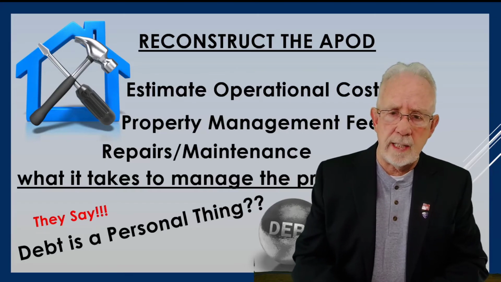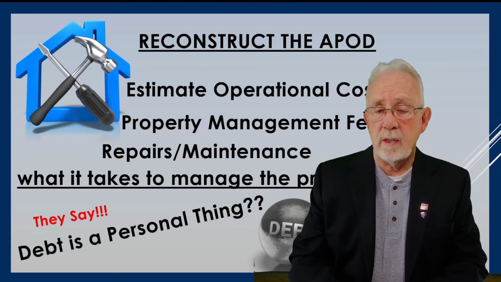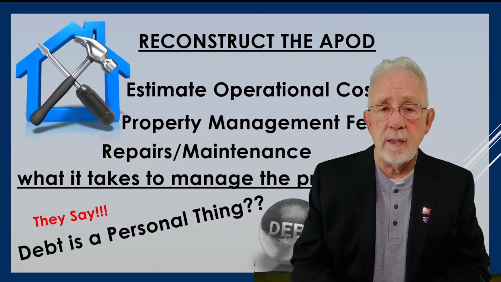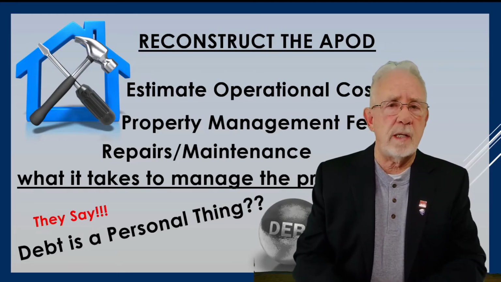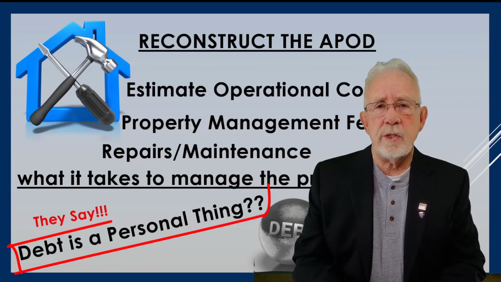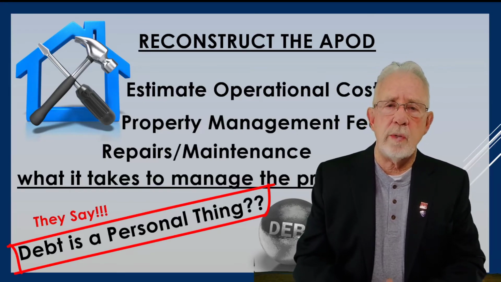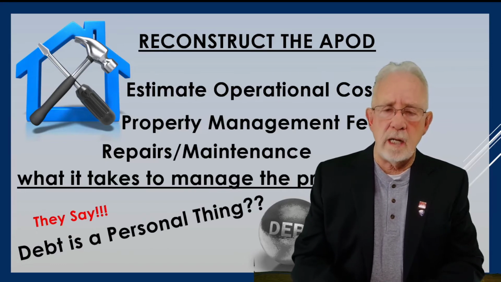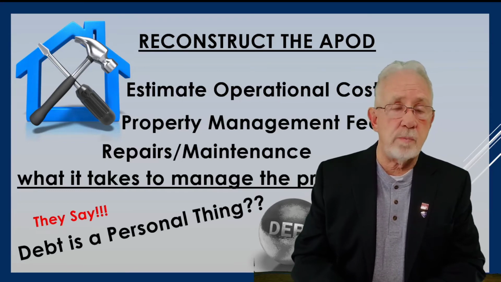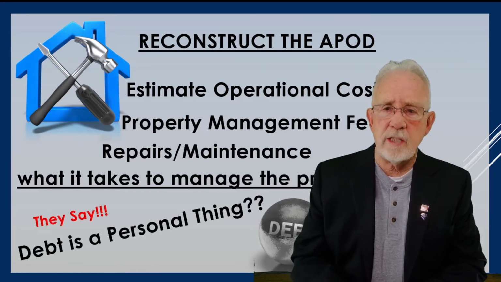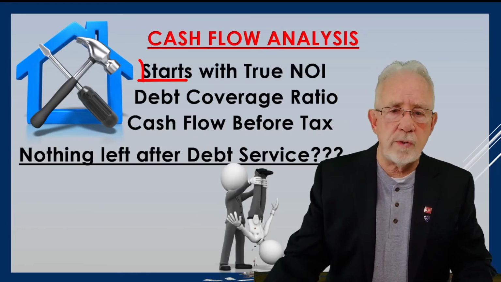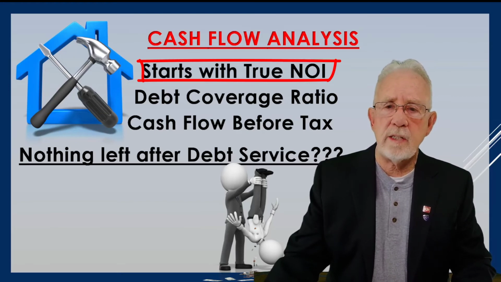Now, the NOI is the basis of all future analysis of this property, and the NOI needs to be true. And then after the net operating income comes the debt service. Well, they say that debt is a personal thing. When you don't have debt service, then you can pretty well look and say, oh, my net operating income translates into a cap rate of 4% or 5% or 6%. So debt's a personal thing, and most of us have to have debt. Cash flow starts with a true NOI and then the debt coverage ratio.